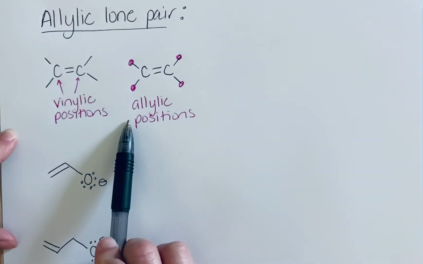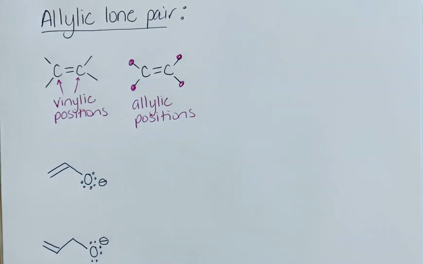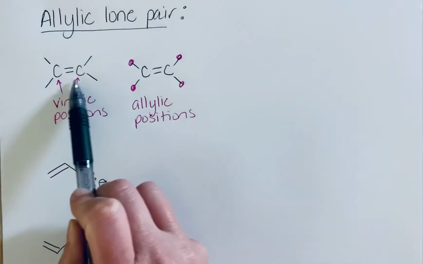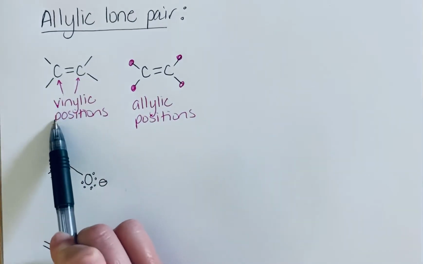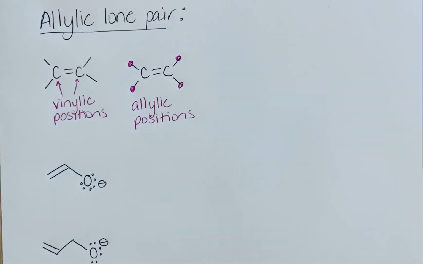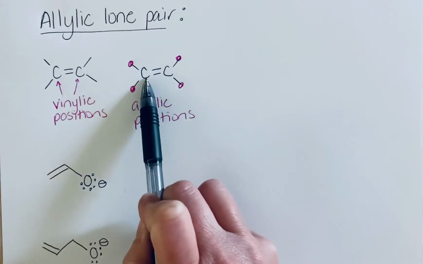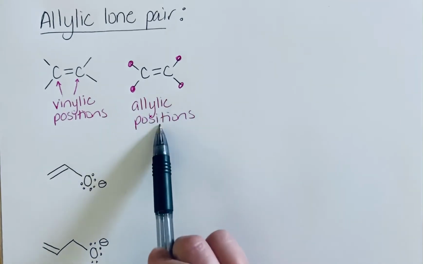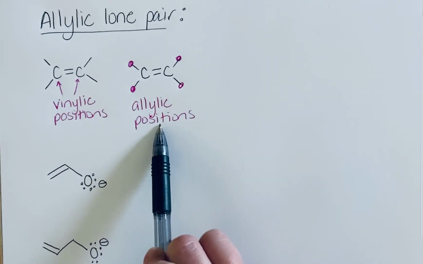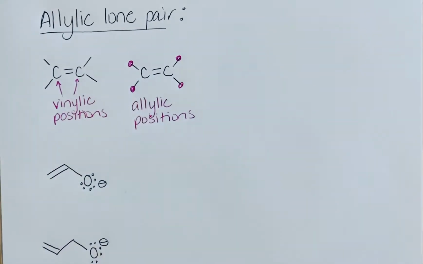So if we have a pi bond, and that could be a carbon-carbon pi bond as shown here, or potentially something like a carbon-nitrogen or a carbon-oxygen pi bond, the atoms of the pi bond itself are known as the vinylic positions. So these two carbons in this alkene are your vinylic carbons. The atoms directly bound to those vinylic carbons are known as the allylic positions. And we want to take a look at why this is special, this position that is immediately adjacent, directly bound to that vinylic position.